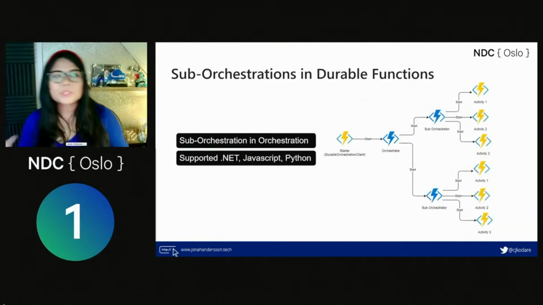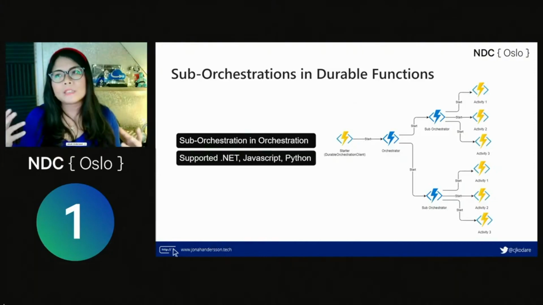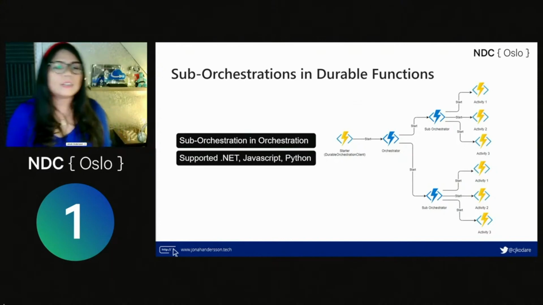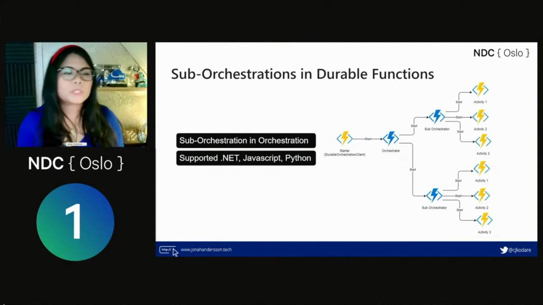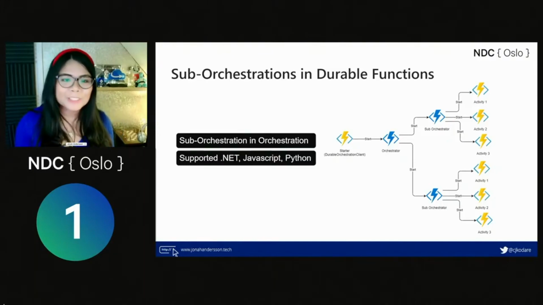And so those are the six patterns. We have the human interaction pattern, the function chaining pattern, and the other patterns, so you can use them depending on the scenario that you're trying to solve. And we also have another feature of durable functions, which is sub-orchestration, which means that you can create as many patterns as you want, in different forms, depending on how complex the scenario is that you're trying to solve.